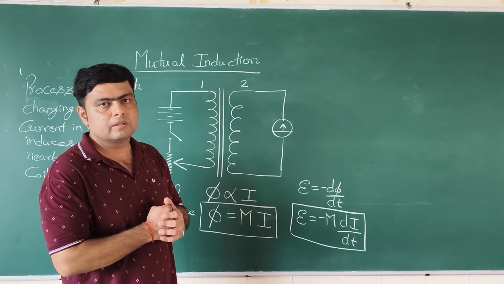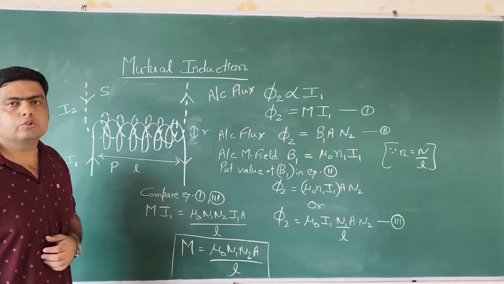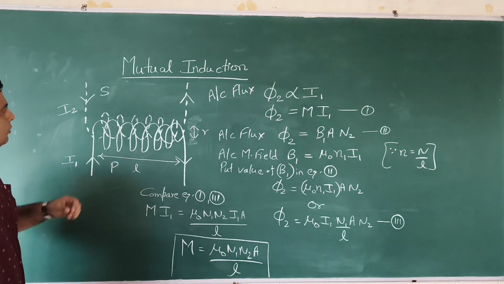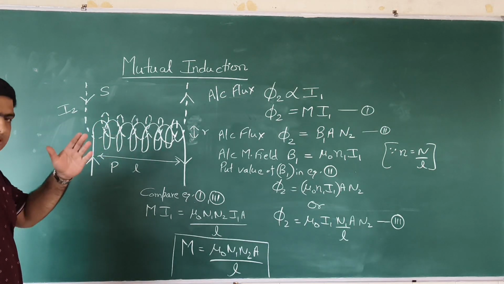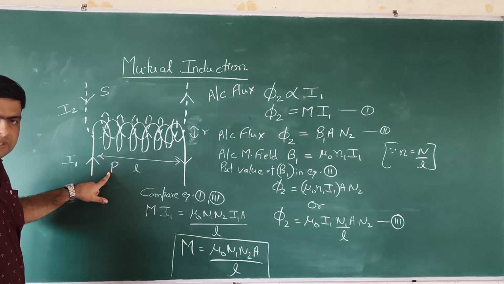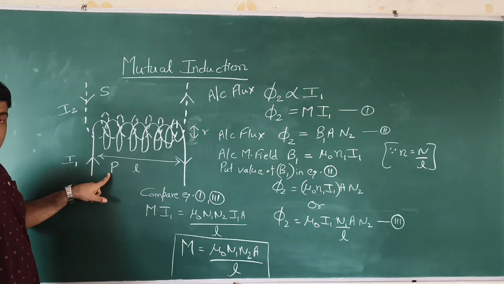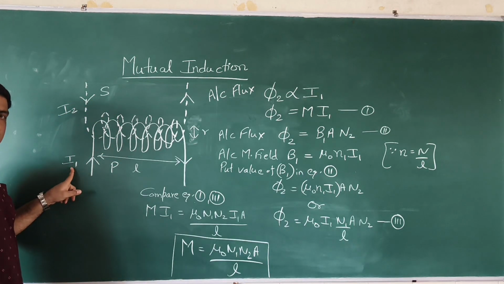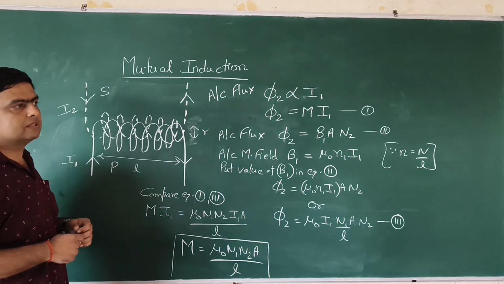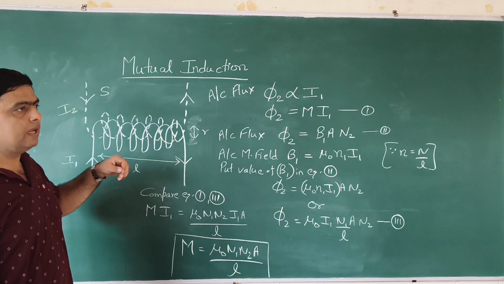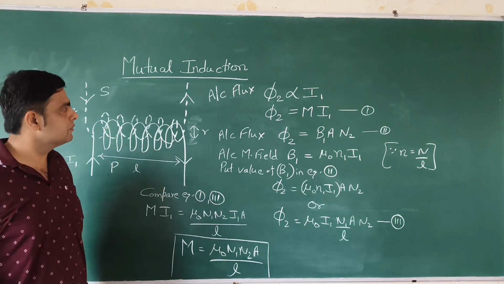Now let us move to the derivation of the mutual inductance of two coaxial coils placed close to each other. We have the diagram of mutual induction of two coaxial coils. Let us suppose the first coil is named P and the second coil is named S. The primary coil has current I1, and this current produces a magnetic field around it, which then passes through the secondary coil and generates an EMF inside it.